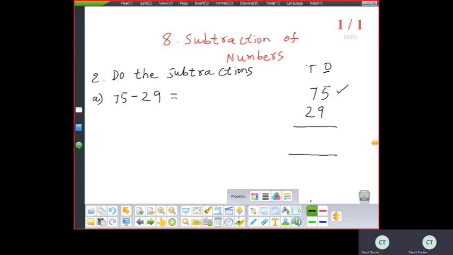Now subtraction on 1. The digits from ones place are 5 and 9. It means 9 subtract from 5. Is it possible? No. Why? 9 is bigger than 5. We cannot take 9 from 5. We cannot take bigger number from smaller number. In this time we need borrow.